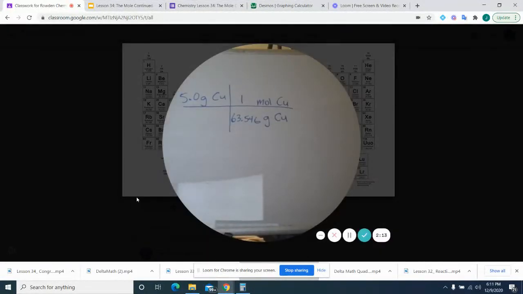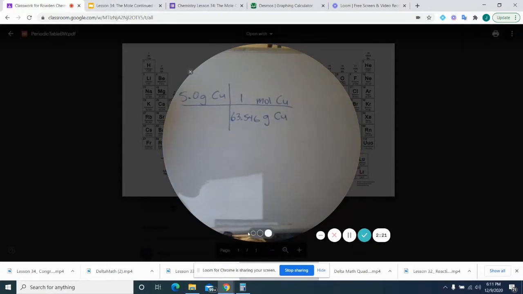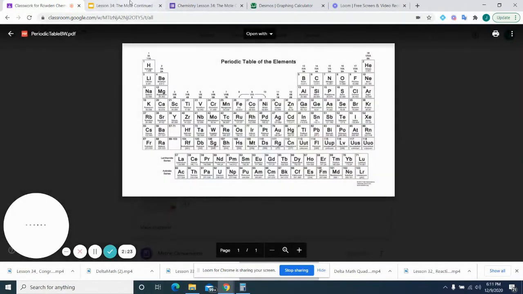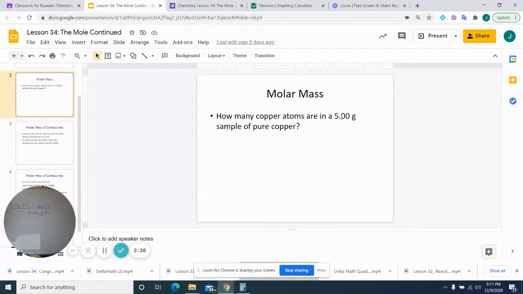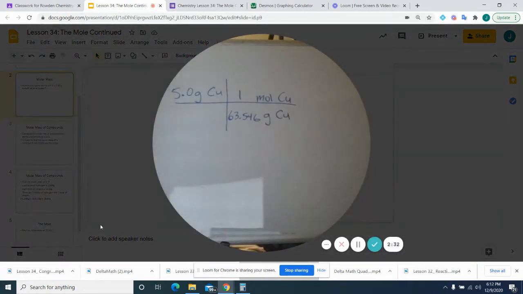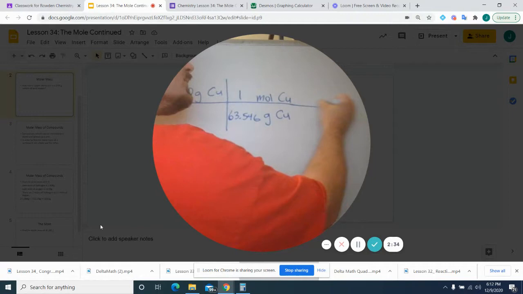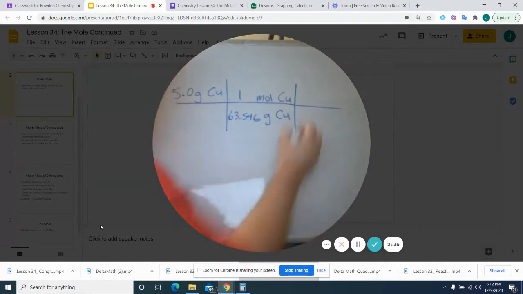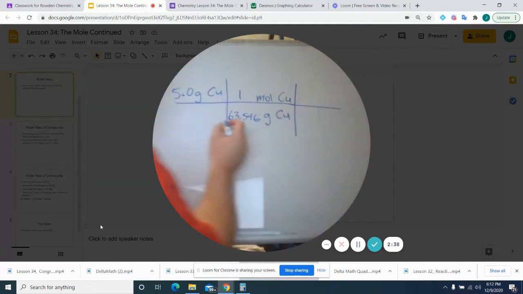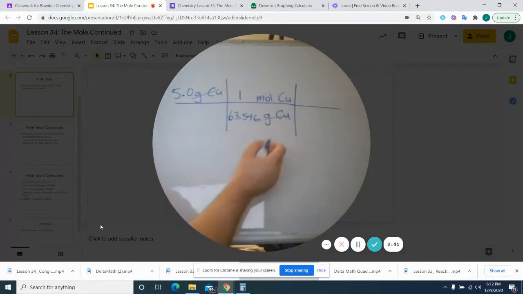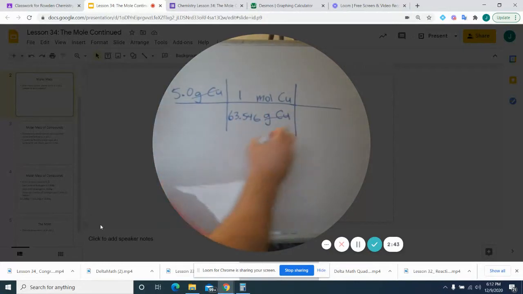So look what we have. 63.546, because that's what the periodic table says, for 1 mole of copper. The question, if you remember, said 5 grams of copper. It says how many copper atoms will we have? So this is an equation that requires 2 steps. We're only in moles of copper. Grams of copper will cancel out, and your answer would be in moles of copper. That's not what you want.